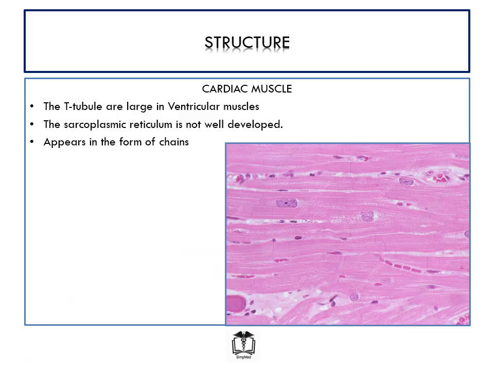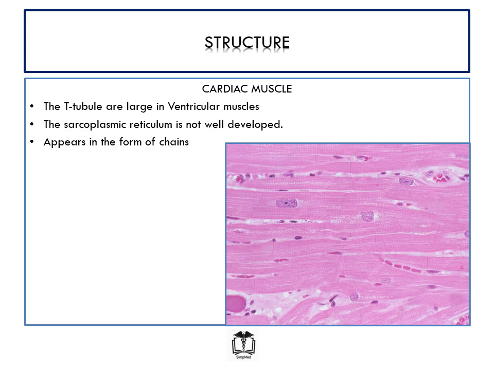Let's talk about the structure of the cardiac muscle. Cardiac muscle, in contrast to the skeletal muscle, has T tubules present within it. The T tubules of the cardiac muscles are large, but they are larger in the ventricular muscles compared to the other aspects of the heart. The cardiac muscles do not have a well-developed sarcoplasmic reticulum. They give a tissue appearance of chains, as shown in the image.